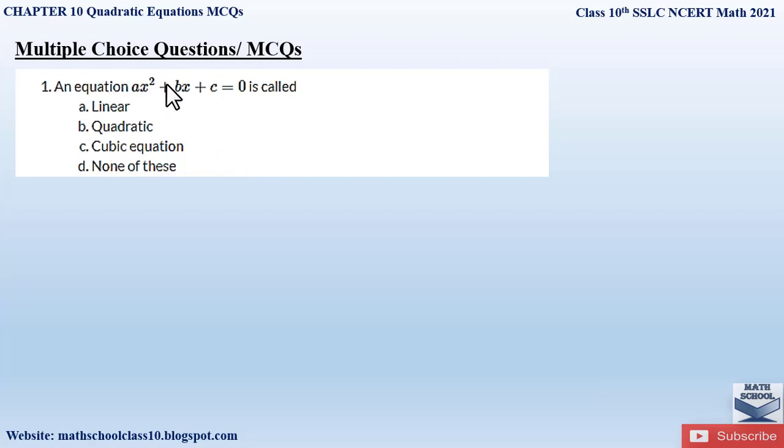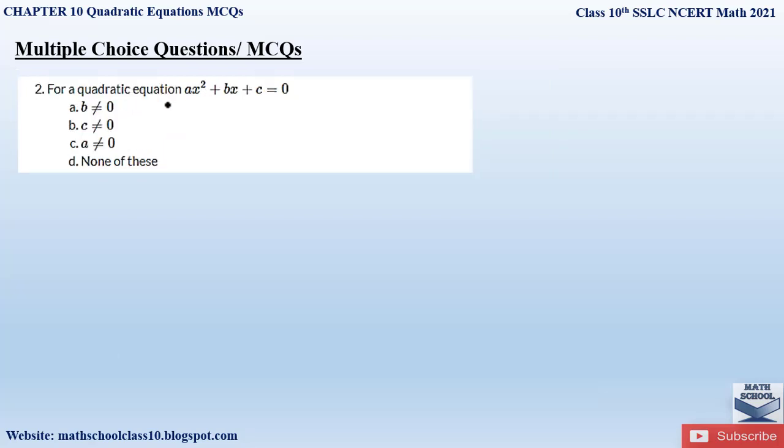An equation ax square plus bx plus 0 is called. The options are linear, quadratic, cubic equation, none of these. So here in the equation, the degree is 2. Whenever the degree is 2, it is a quadratic equation. So here our correct option is option B, which is a quadratic equation.